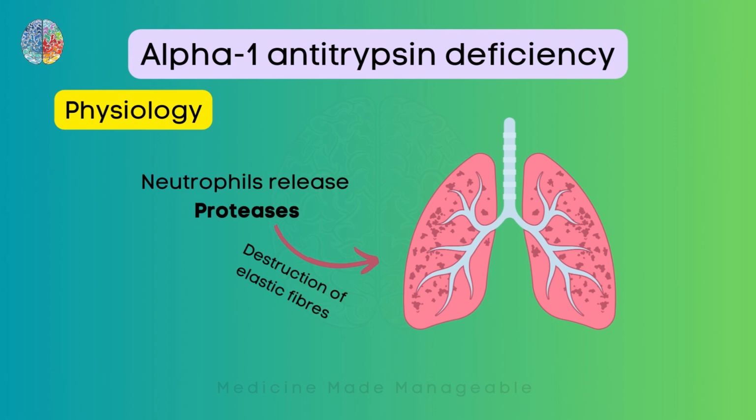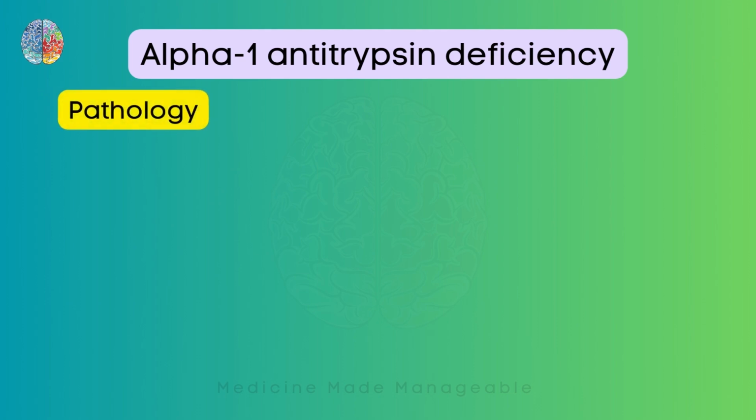So here is where the alpha-1 antitrypsin comes in. This protein inhibits the proteases, thereby protecting the lungs from the harmful proteases. Now let's see the pathology or what happens in alpha-1 antitrypsin deficiency. So to understand this, let's go step by step.